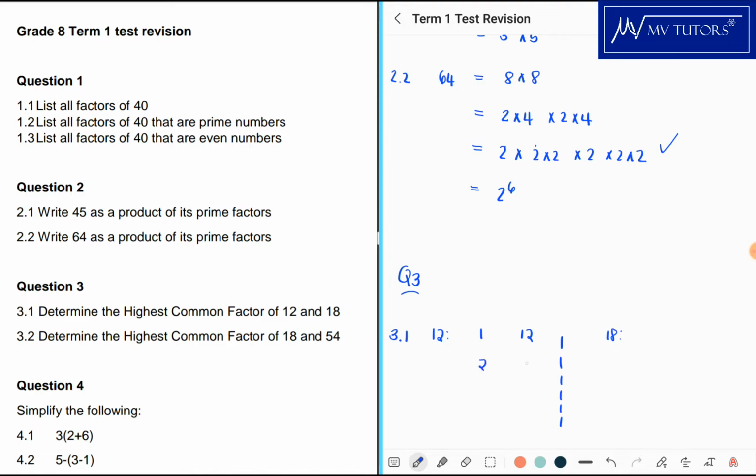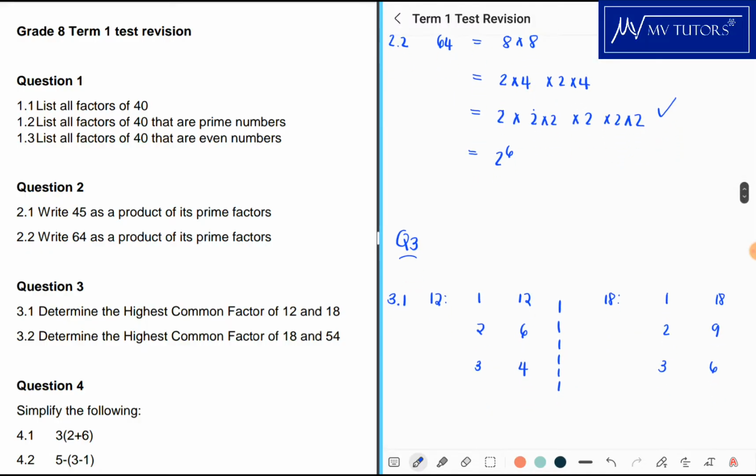We have 2 and 6. We have 3 and 4. And that's pretty much that. With 18, we have 1 and 18, 2 and 9, 3 and 6, and we don't have anything to do with 4 or 5, so that's it.